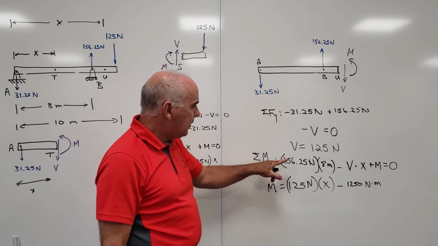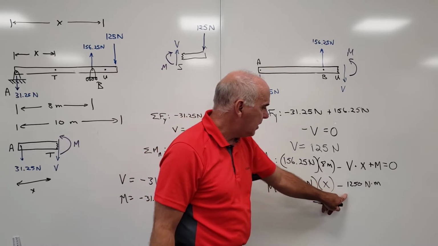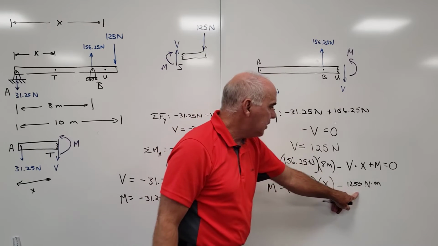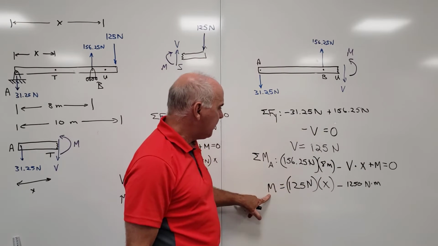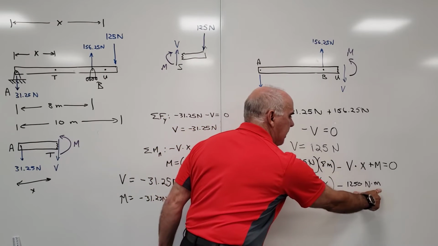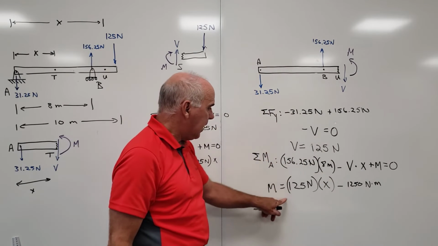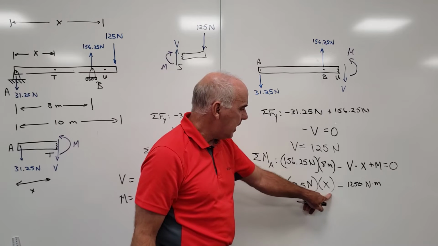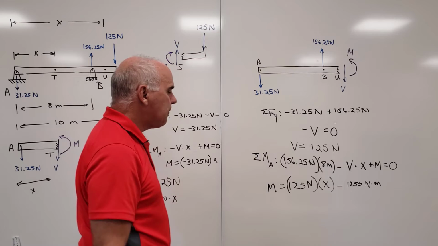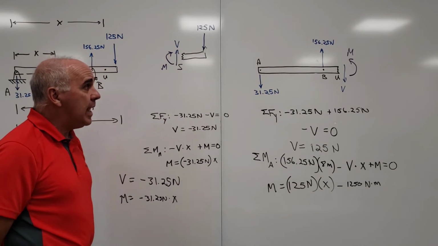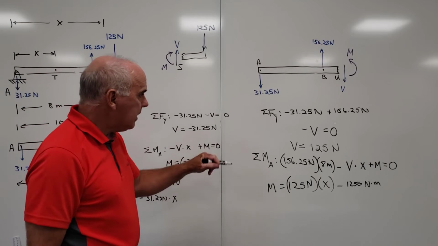And so when I solve this out, 156.25 newtons times 8 meters is 1250 newton meters. It becomes negative because M is staying over here on the left side of the equation. So when I take this over to the right, it becomes negative. Minus Vx becomes positive when I take it to the right-hand side. So I have 125 newtons times x minus 1250 newton meters at that point U.